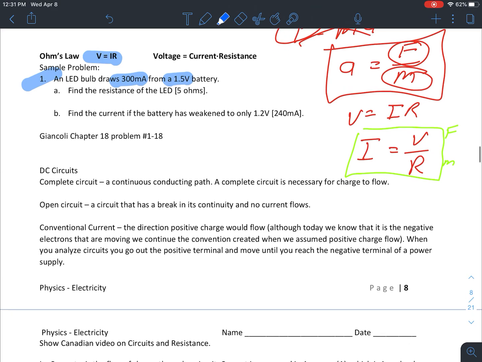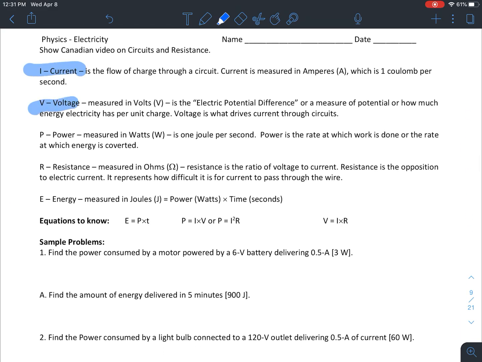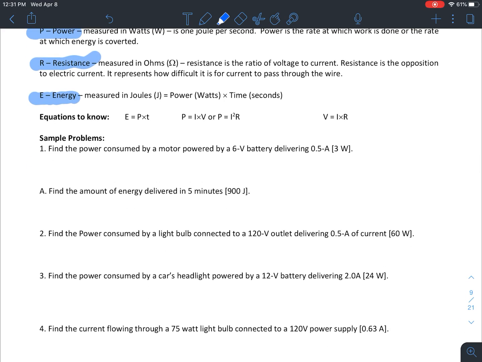So let's see. We're going to skip some of these notes for now. We did talk about current, voltage, power. We didn't talk about power. Power is not different. Power is still the rate at which work is done, or the rate at which we are using or converting energy. So same thing as way back when. And energy is the same as previous units. And we talked about resistance. So we have some equations here.